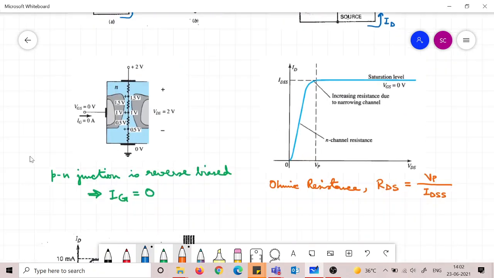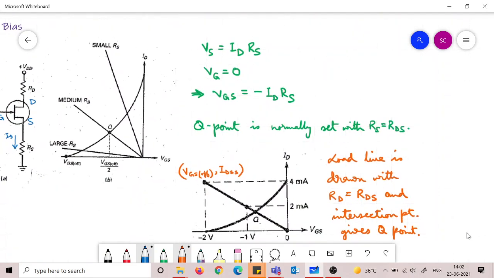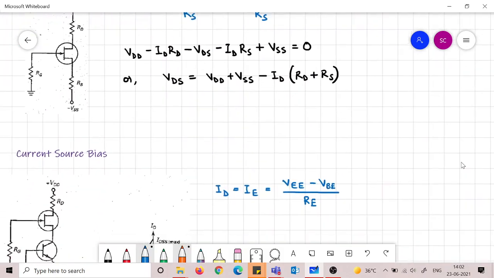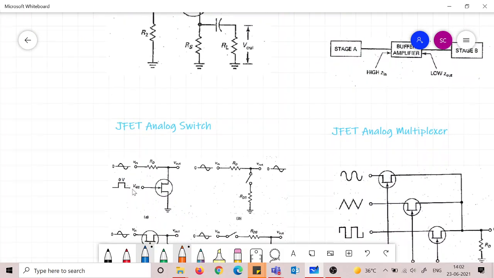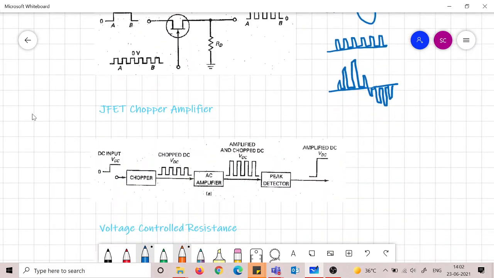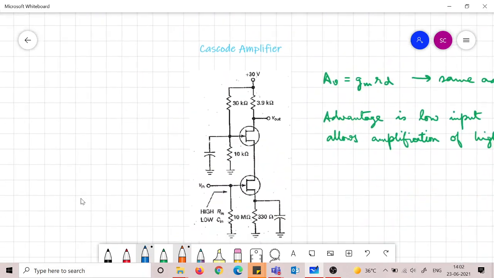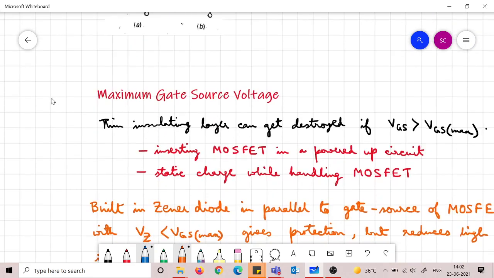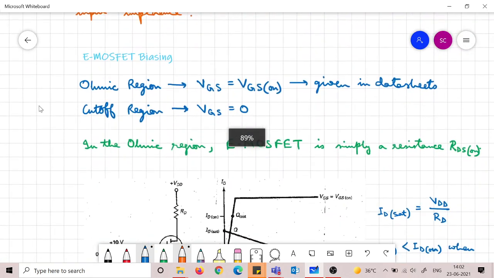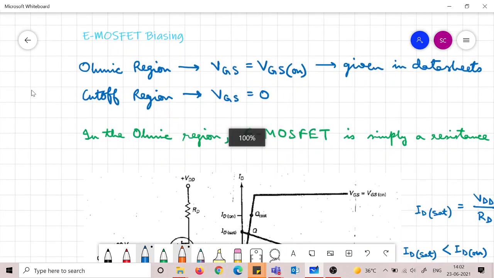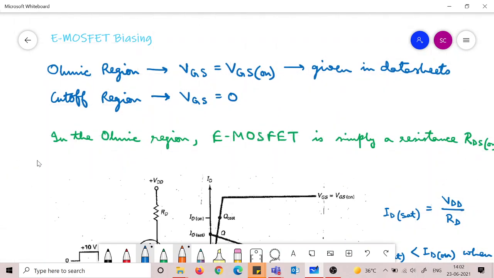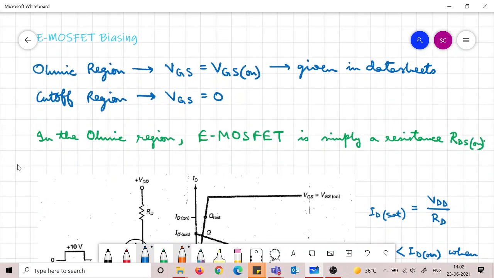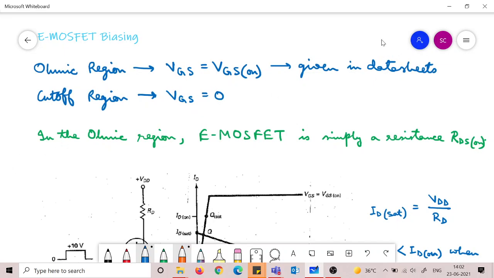So in the last day we were discussing MOSFET, eMOSFET biasing specifically. All these were done before. This is what we had discussed last day. So let us start from here only.